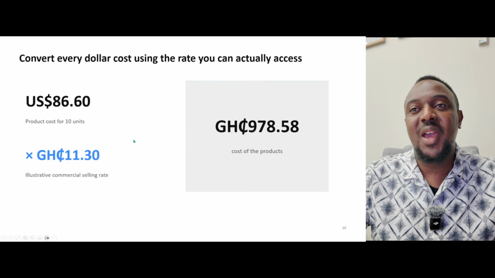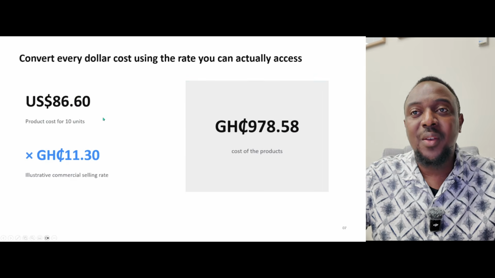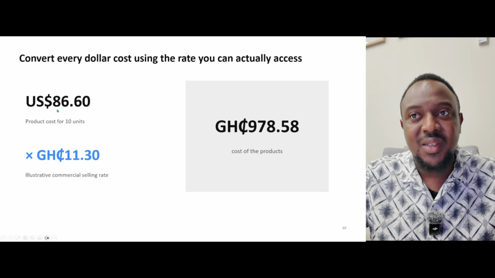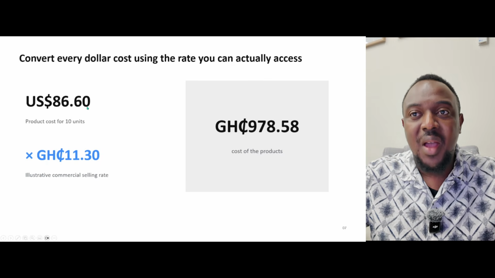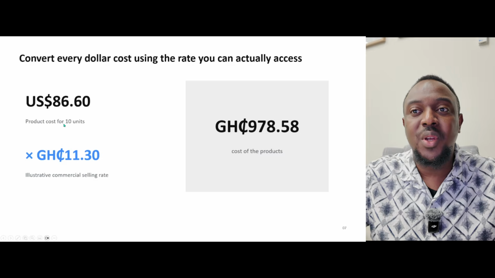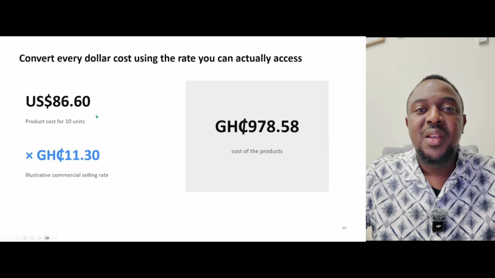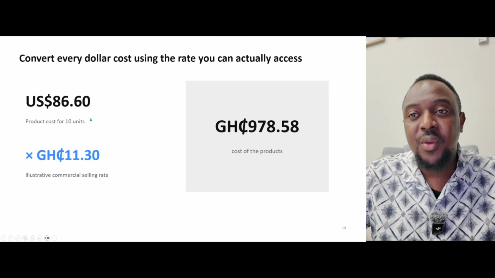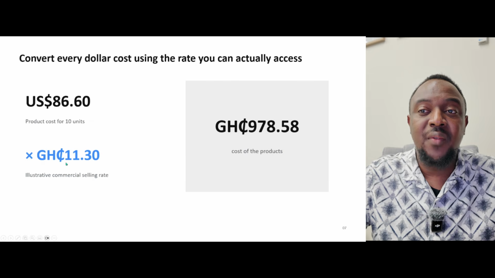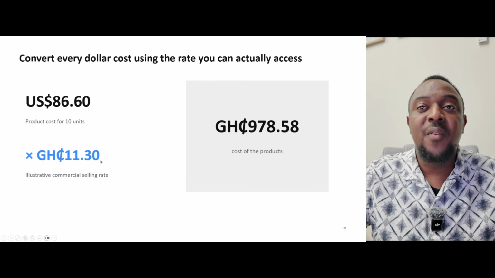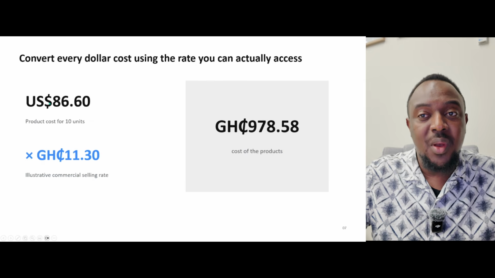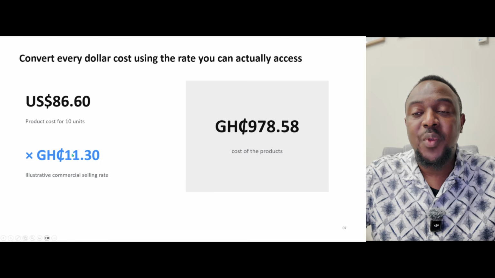And to see a top 10 of the product now, altogether is going to cost us $86.60. This is the product cost for 10 units. And you basically need to convert into Ghana cedis. At the time of recording this video, the exchange rate is 11.30. And for every $1 US, you get 11 cedis, 30 pesewas.